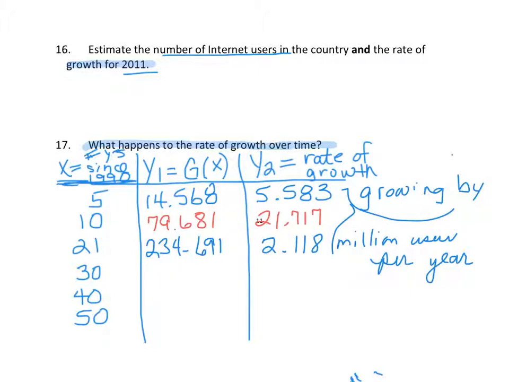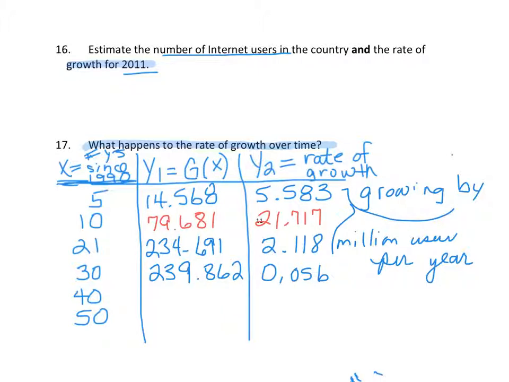And then when we try to answer the last question about what happens to the rate of growth over time, we can plug in some of these other numbers and see what happens. So 30 years after 1990, that'll be in the year 2020, the population of internet users in that country is 239.862 million people that year, but the rate of growth is down to 0.056 million people per year. So less than 500,000 people, in fact, less than 0.1 million people per year.